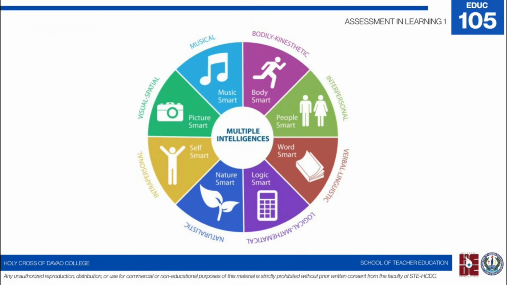Next one, the intrapersonal intelligence, or the self smart, the capacity to be self aware and reflective about one's own inner life. And the spatial visual intelligence, or the picture smart. This is the capacity to think in images and visualize accurately.